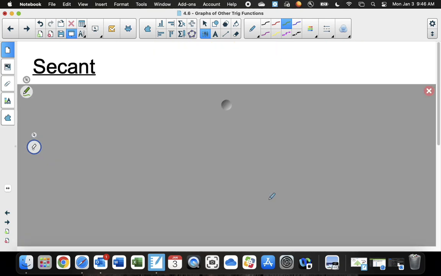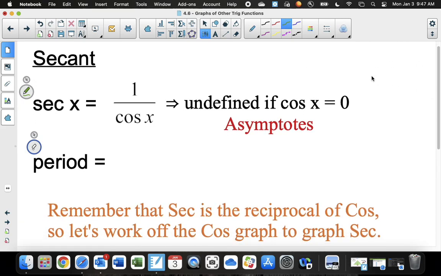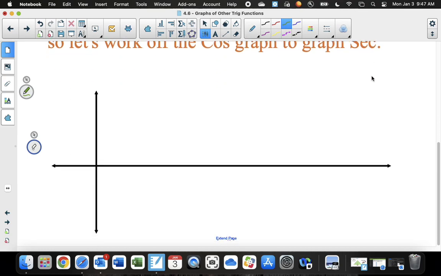All right, one last one, and that one's secant. And again, it's kind of the same idea. Remember that secant is the reciprocal of cosine. Therefore, anywhere where the cosine would equal 0, you have vertical asymptotes. We're going to go through the exact same process when you graph a secant graph. Only difference, we're going to work off of the cosine graph instead. Okay, so let's put that together. We'll speed this one up here a little bit.